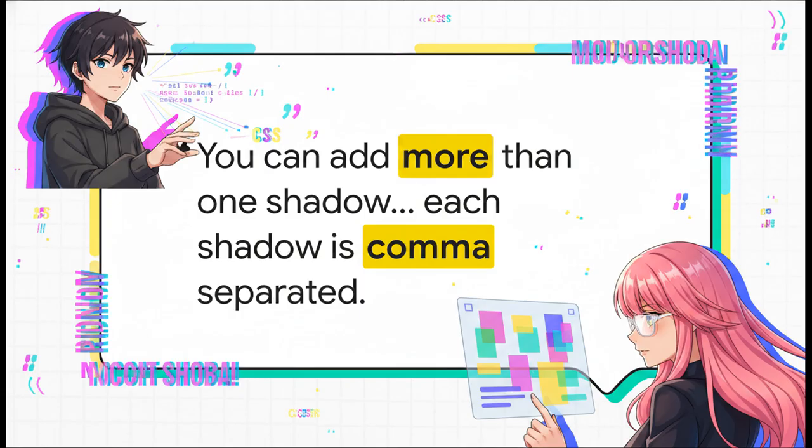And here's a really cool trick. This is a total pro tip. You can actually stack shadows on the exact same text. All you do is separate each set of values with a comma. This opens up all sorts of possibilities for really creative looks, like glows or even multicolored outlines.